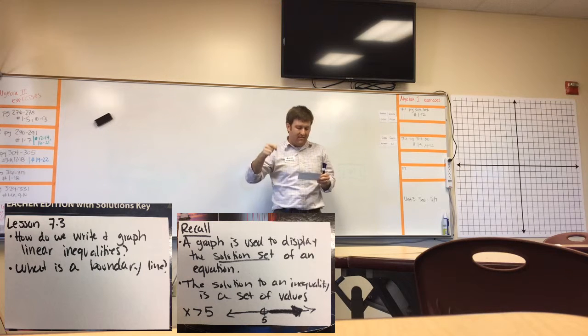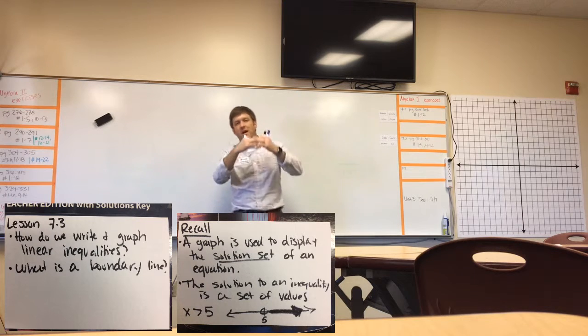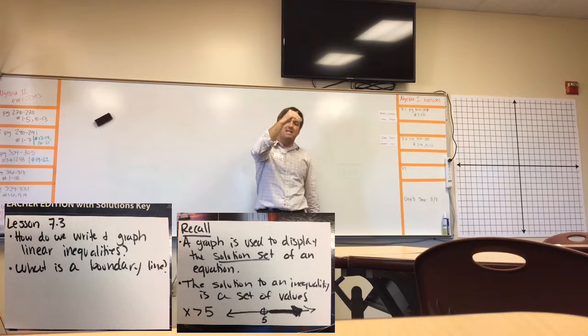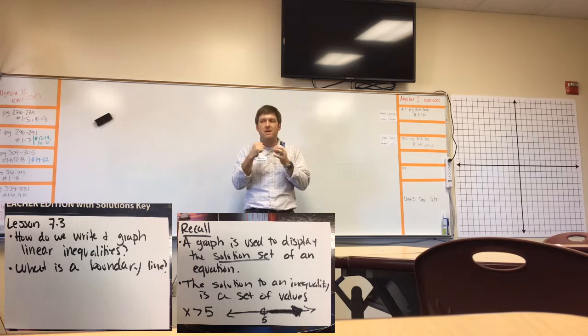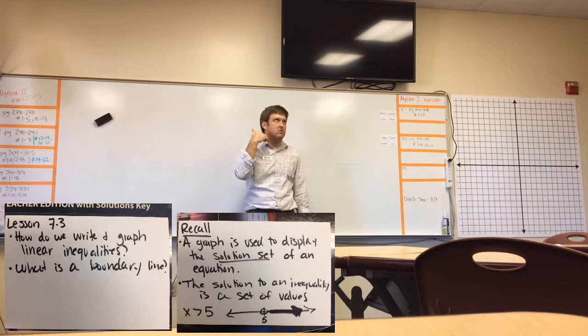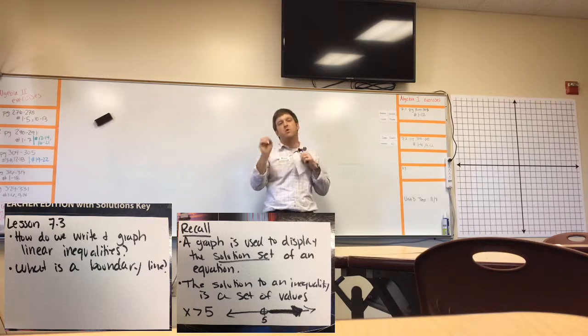Recall, a graph is used to display the solution set of an equation. That means that when we have graphed a line, that's actually a set of points that are ordered pairs, a set of pairs of x's and y's that make the equation true. So when you have 5x plus 3y equals 8, then 1 for x and 1 for y makes that statement true: 5 times 1 plus 3 times 1 equals 8. So 1 and 1 is true, right?